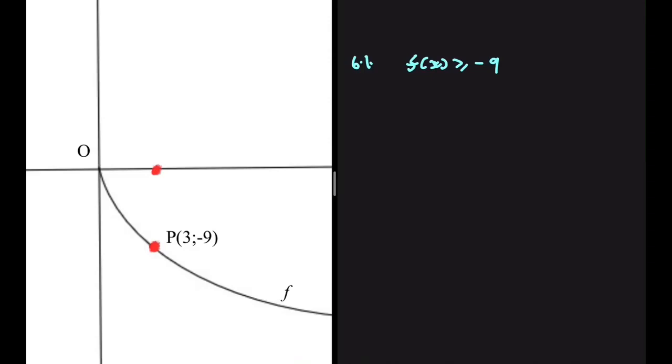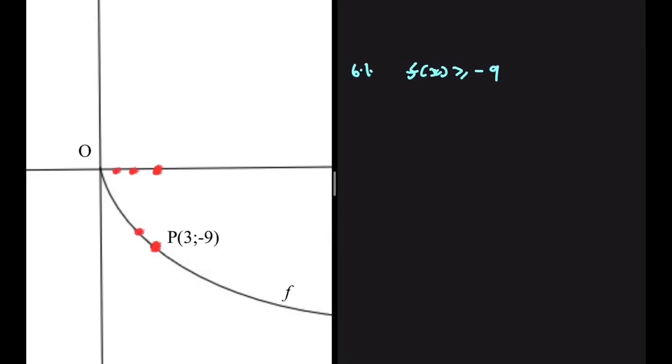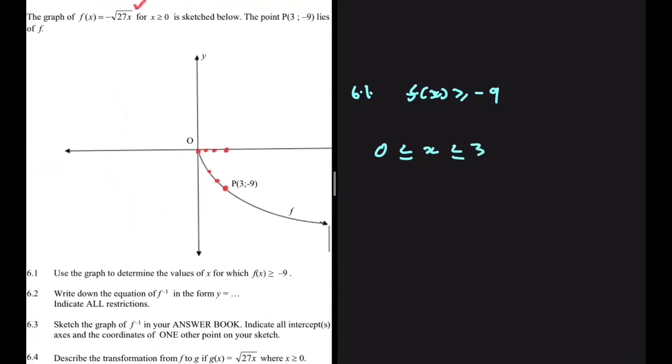But for which other values of x is f of x greater than or equal to minus 9? Well, if you look at x equal to 2, then our graph is greater than minus 9. And if you look at x equal to 1, our graph is still greater than minus 9. If you look at x equal to 0, then our corresponding y value is equal to 0. So from x equal to 0 to x equal to 3, f of x is greater than or equal to minus 9. So our answer will be an inequality. We need x to be between 0 and positive 3. And that is the answer to 6.1.